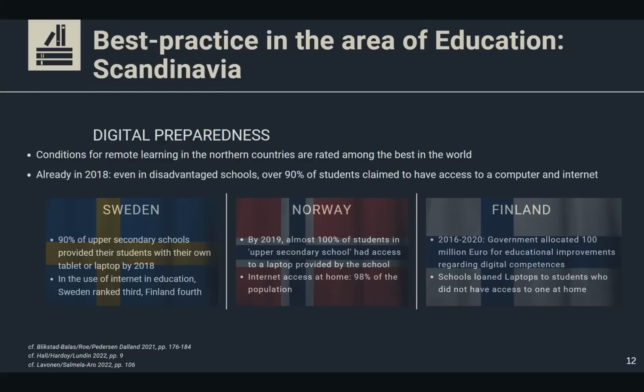In Sweden, 9 out of 10 upper secondary schools provided their students with their own tablet or laptop by 2018. In Norway, by 2019, almost 100% of students in upper secondary school had access to a laptop provided by the school. And in Finland, the government allocated 100 million euros for educational improvements regarding digital competencies from 2016 to 2020.